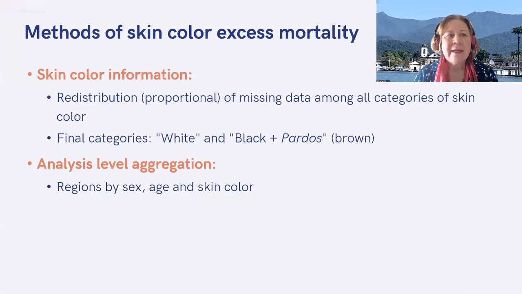Next, please. So here is for skin color, because in Brazil we have race and skin color, because we don't have exactly race. We use just the definition that's the same used in the census, also using the vital statistics data. So we did a redistribution of missing data among all categories of race and skin color. But we work with just two categories, white and black plus pardos. Pardos, we translate to brown, so it is better understood, is a mixed population. And we did all the estimates by disaggregated level. Next, please.